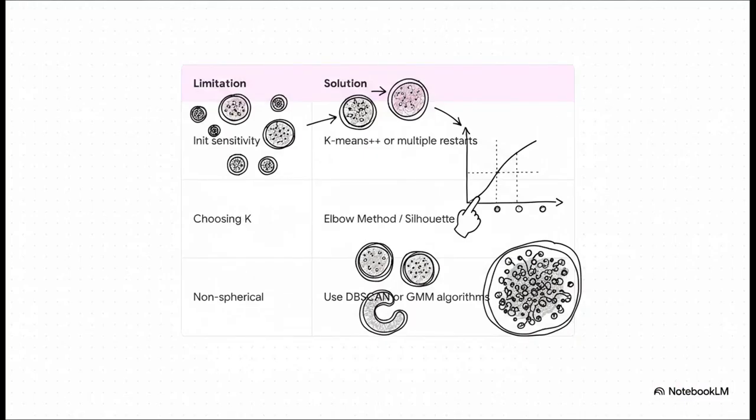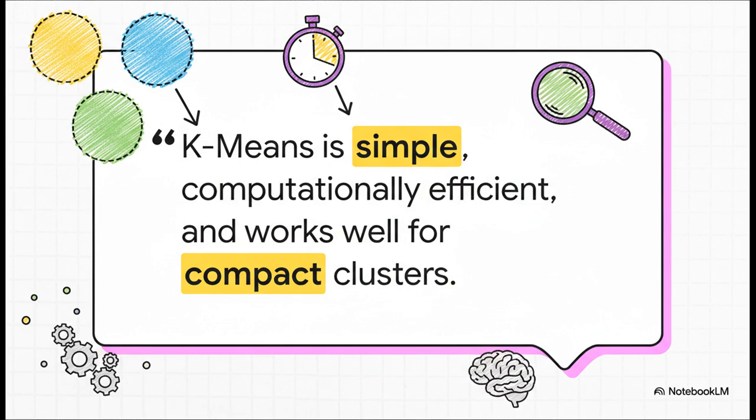Think of this slide as your practical toolkit. Worried about getting a bad starting point? You can use a smarter initialization method called K-means++, or just run the whole thing multiple times and pick the best result. Not sure what number to pick for K? There are techniques like the elbow method that can help you find that sweet spot. And what if your data just isn't shaped like spheres? Well, it might be time to use a totally different algorithm, like DBSCAN, which is awesome at finding clusters with weird shapes.